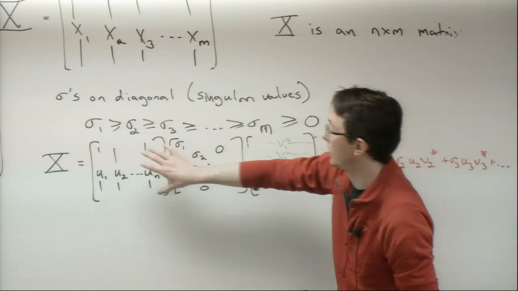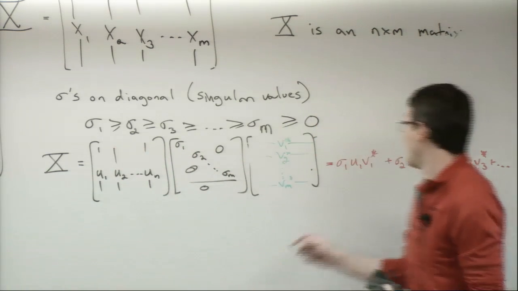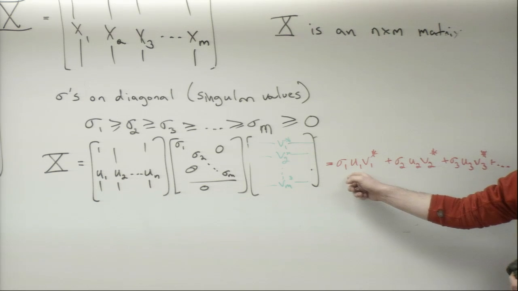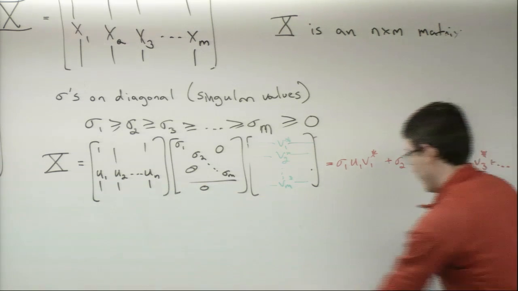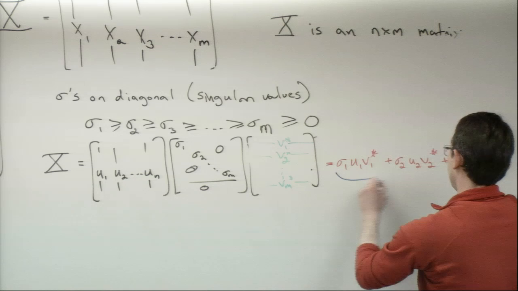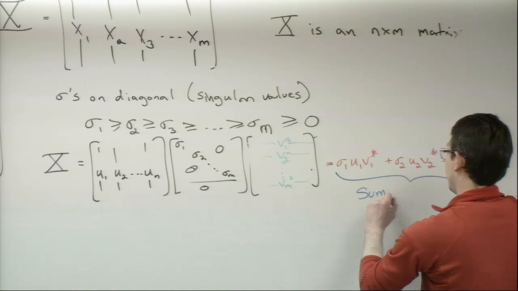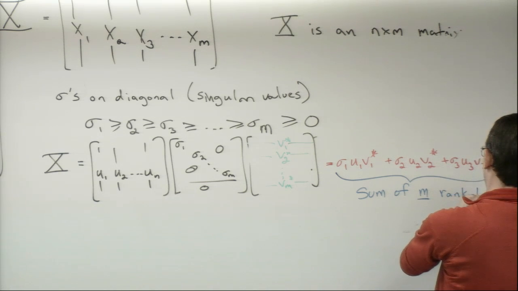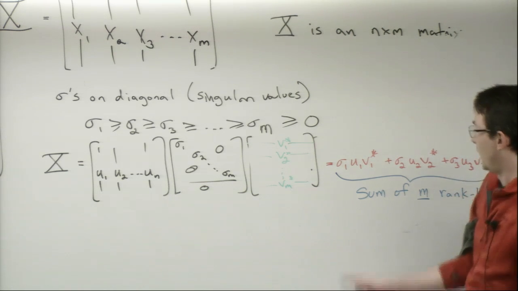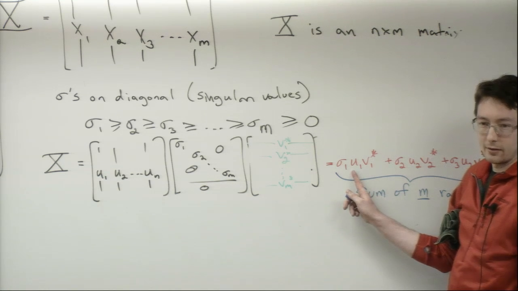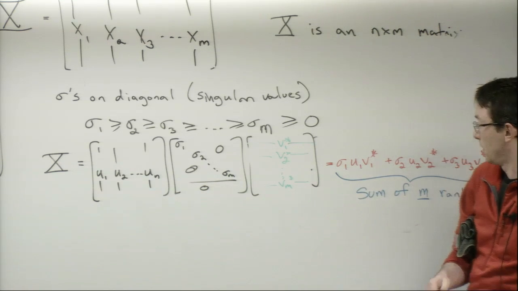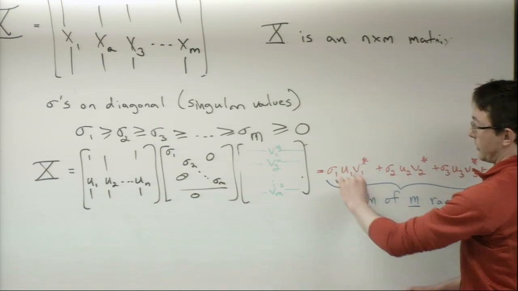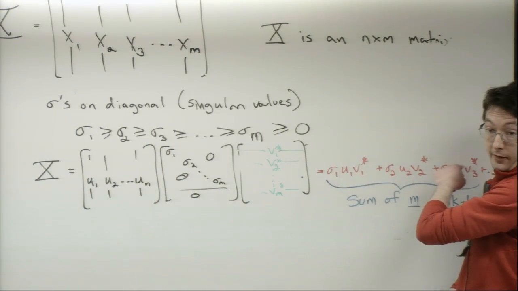And so what this does is it breaks my matrix X down into the sum of m rank 1 matrices. Each of these is a matrix. So here the star on the V's is just the complex conjugate, because they're already transposed. It means complex conjugate transpose. U is a column vector and V is a row vector.